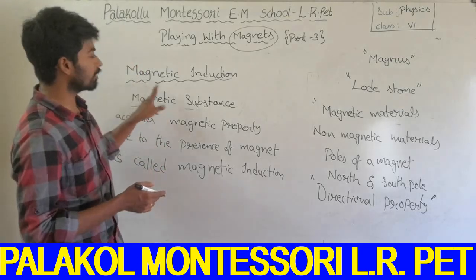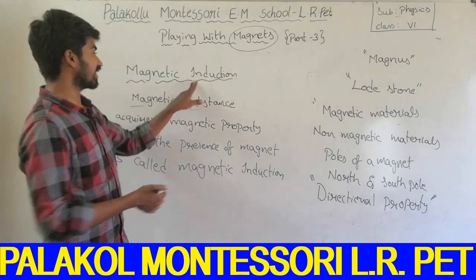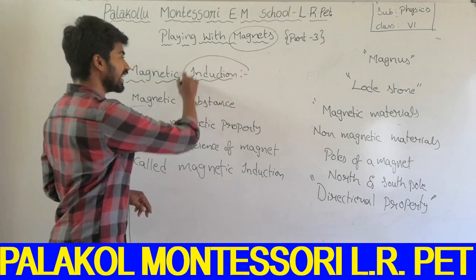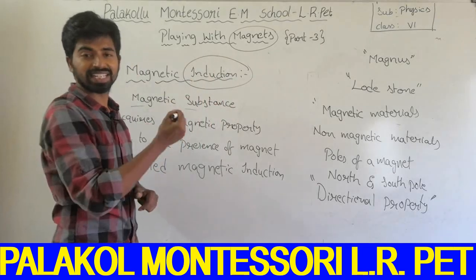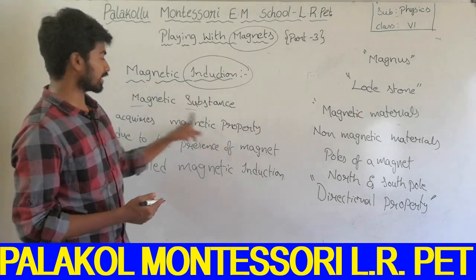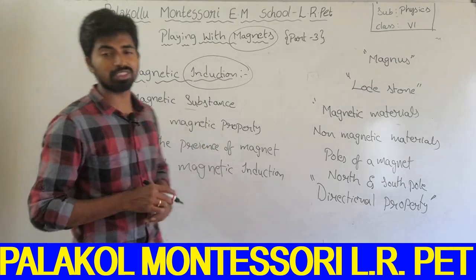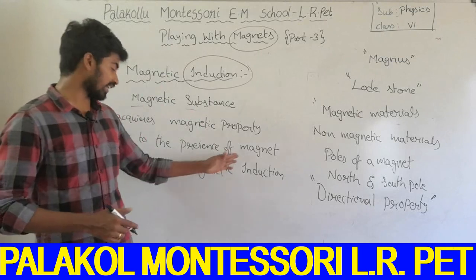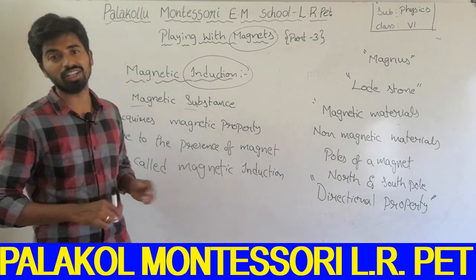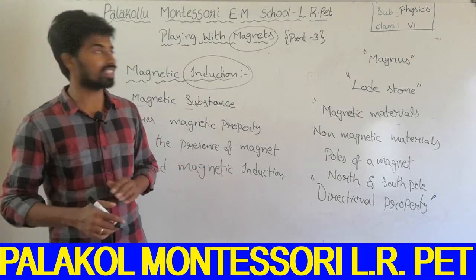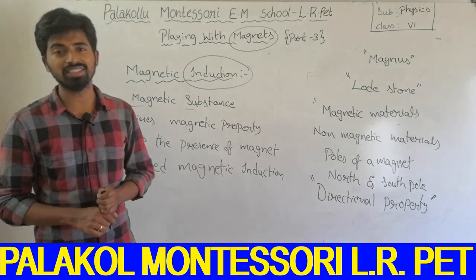And later, finally, we have learnt about magnetic induction. Induction means produced, created. Magnetic properties are created in the magnetic substance. A magnetic substance acquires magnetic property due to the presence of a magnet. This process is called magnetic induction. So, with this, the lesson Playing with Magnets is completed.